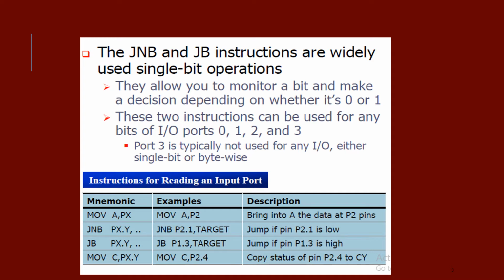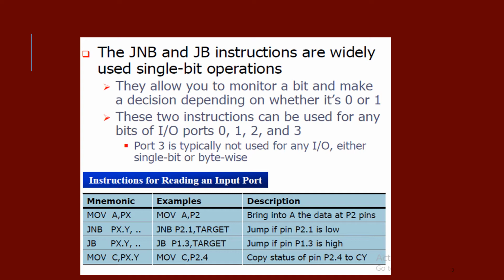JNB and JB instructions are widely used for single bit operations. They allow you to monitor a bit and make a decision depending on whether it is 0 or 1. These two instructions can be used for any bits of IO ports, that is port 0, port 1, port 2 and port 3. Port 3 is typically not used for any IO related activities. Either single bit or byte-wise operations we can perform.